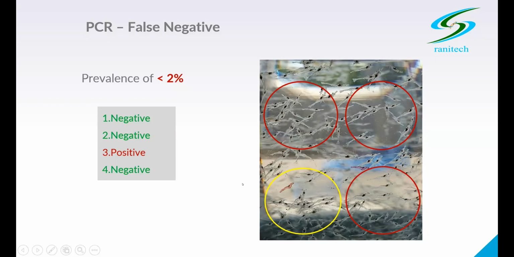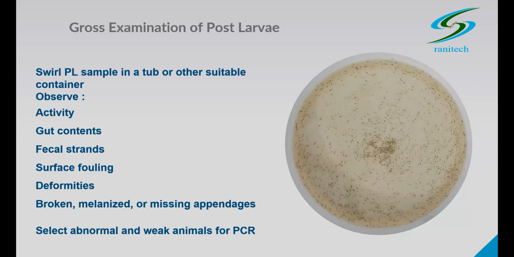So we need to have the right sampling method for right PCR detection. So what is the right sampling method? You know how to cross-examine the PLs. You put them in a tub and swirl them, all the active animals go around and the weak animals settle in the center. So you select weak animals from the center and stress them more and more so that they become much more susceptible to disease, either EHP or white spot or whatever.